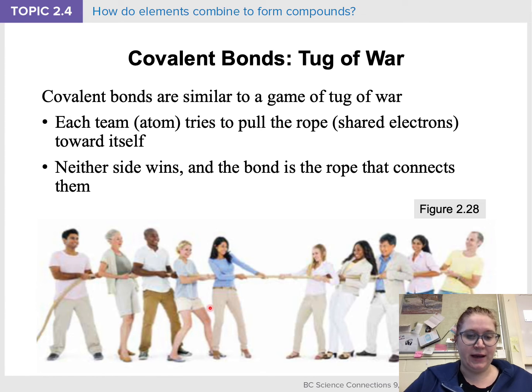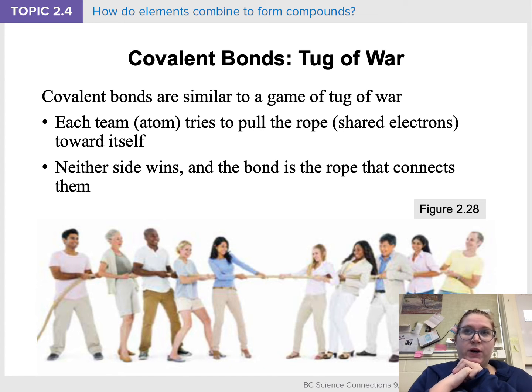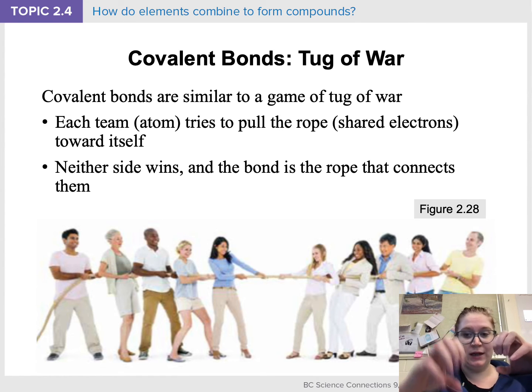Each team is an atom. So here, if we talk about water, this could be an oxygen, this could be a hydrogen. Each team tries to pull the rope, which is electrons, towards themselves, but neither side wins. So the bond is the rope that connects them. This is an equally matched tug of war game. Okay, so oxygen and hydrogen in this case, there'd be some shared electrons in the middle. They're both pulling on them, but they both pull equally strongly. So neither of them wins. It's just that those electrons are suspended between them and connecting them.